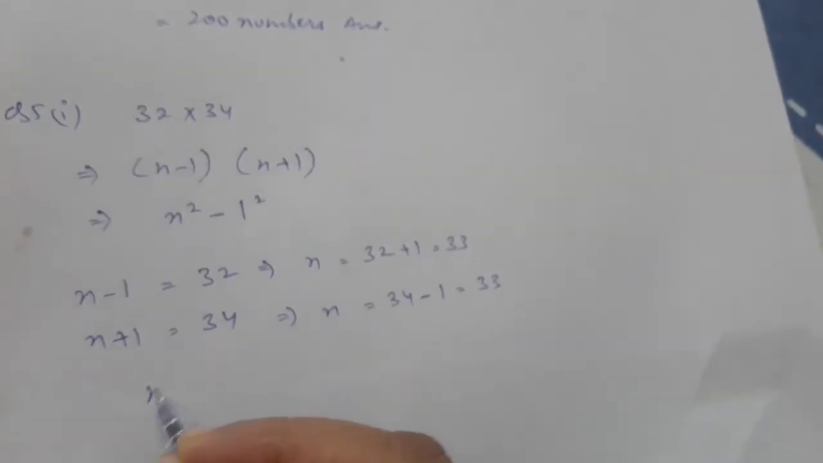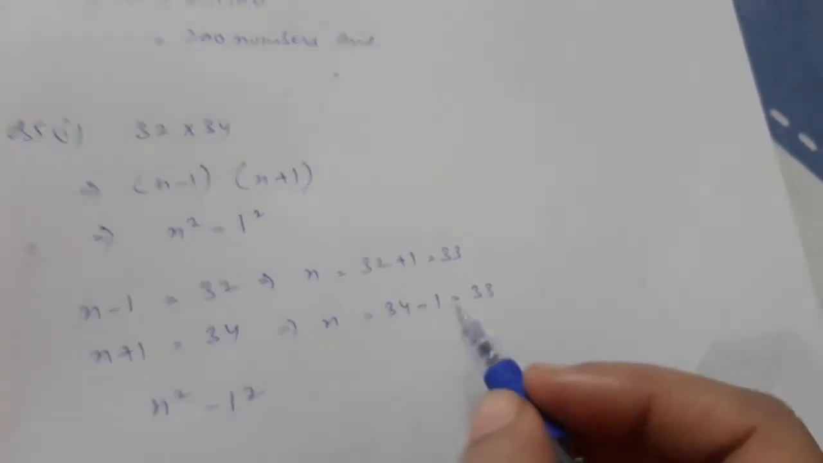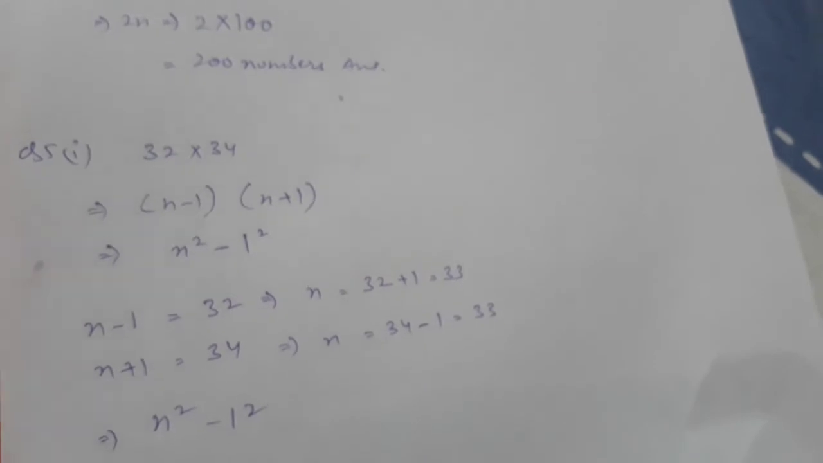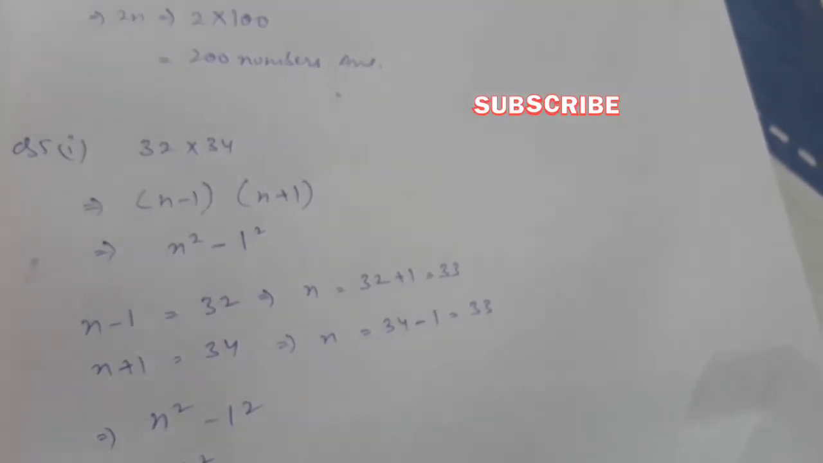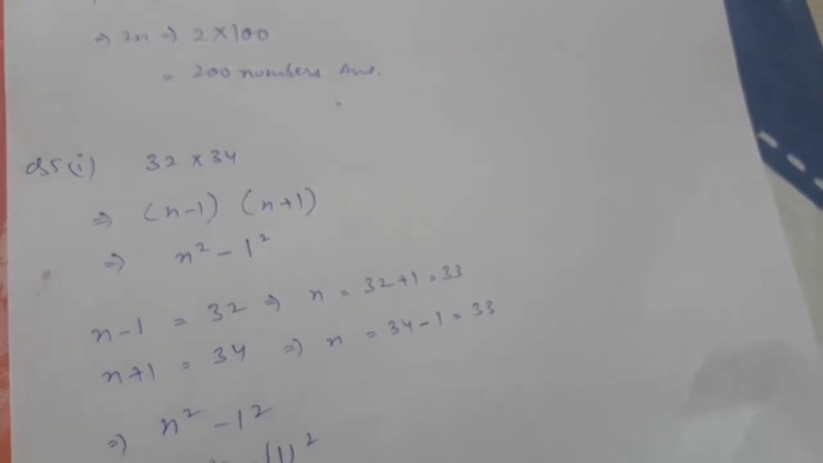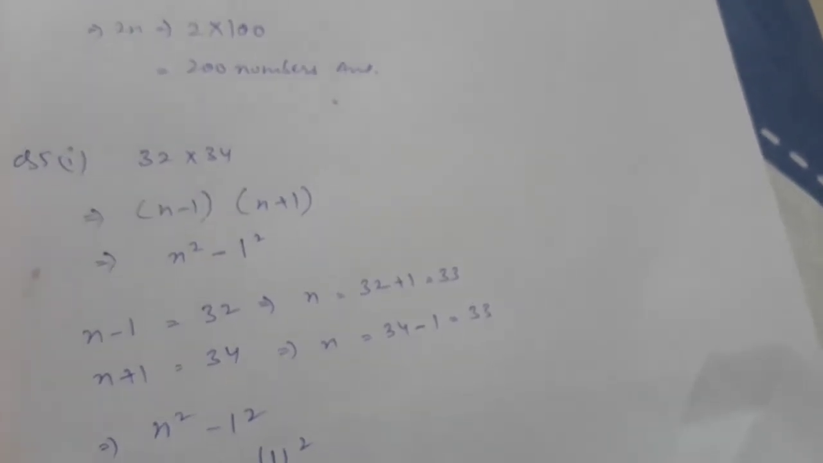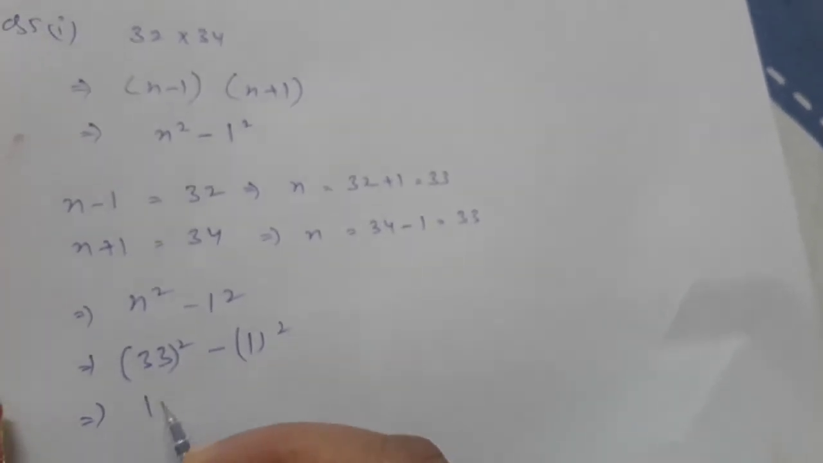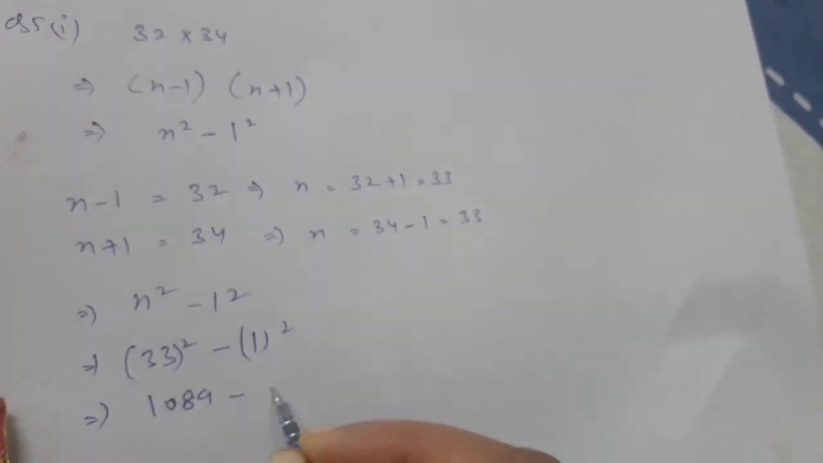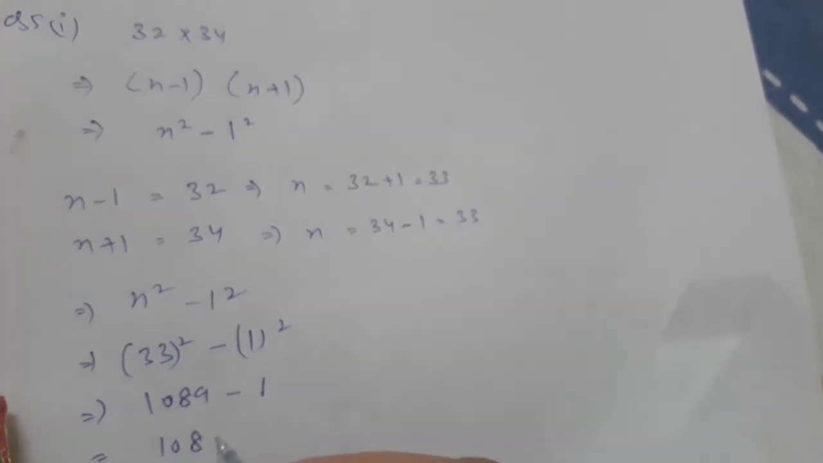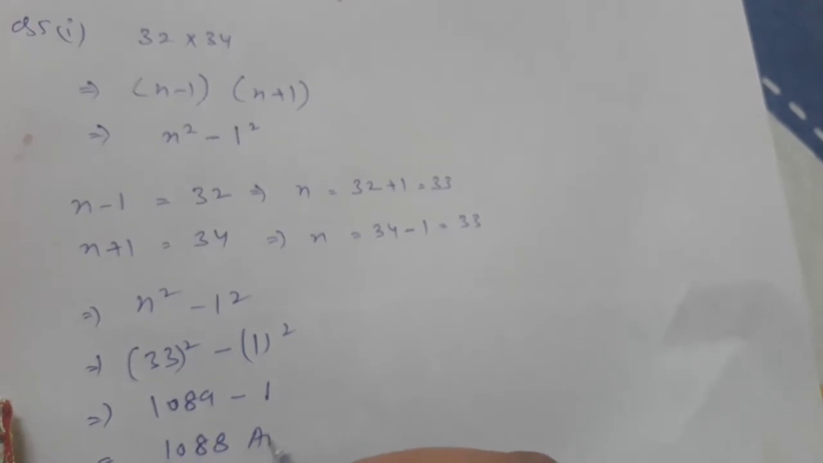So now we will go by the formula, that is n square minus 1 square. Here our n is 33. So 33 square minus 1 square. 33 square would be 1089, minus 1 square would be 1 only. So our answer would be 1088.